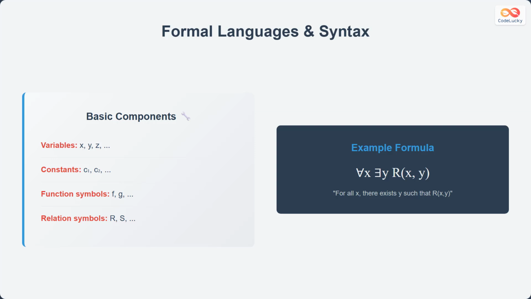An example formula is, for all x, there exists y such that r of x and y. This can be read as, for all x, there exists a y such that r of x and y holds.